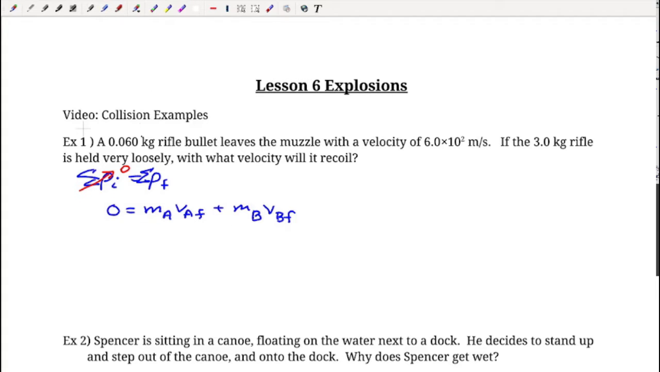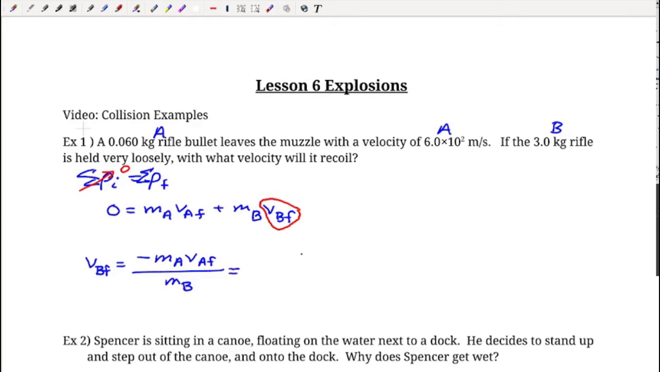So let's think in terms of A and B. This is A, and this is B, and I'm looking for V_BF. This is what I need to solve for. In order to do that, I would subtract this term to the other side and divide by the mass. So I get V_BF equals negative M_A V_AF divided by M_B. And this negative is going to indicate that we're going in the opposite direction of the bullet.